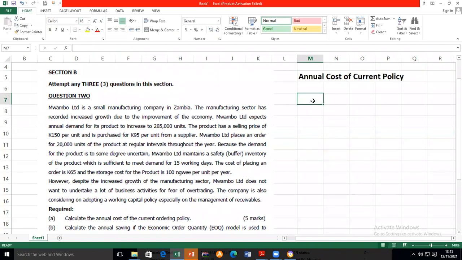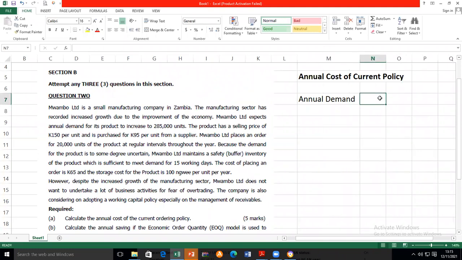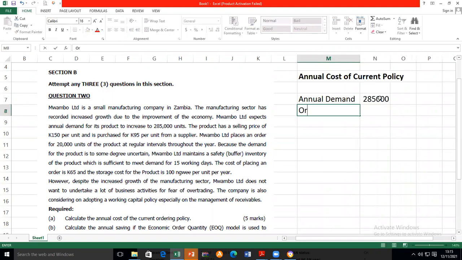So the current policy, annual demand. What is our annual demand? 285,000. What is the order quantity? How many items do we order? 20,000.